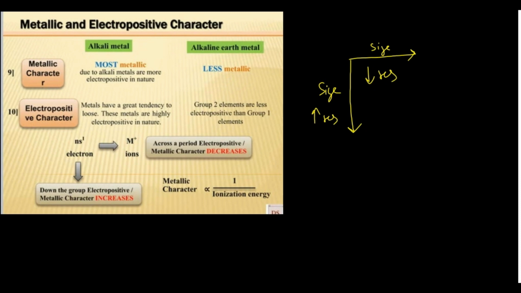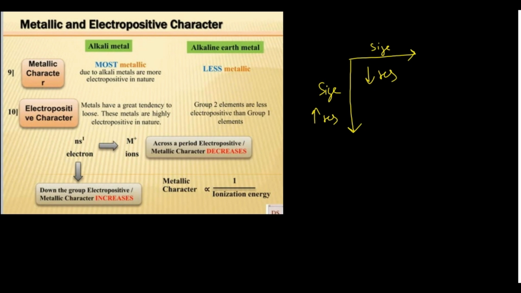Alkali metals are more metallic and more electropositive in nature. Please remember this point. The same is true for electropositive character: metals have a tendency to lose electrons. I have already explained this; it is the periodic variation, and you can correlate it with the ionization potential. The higher the ionization potential, the lower the metallic character. I don't think I should go over the same explanation again and again.